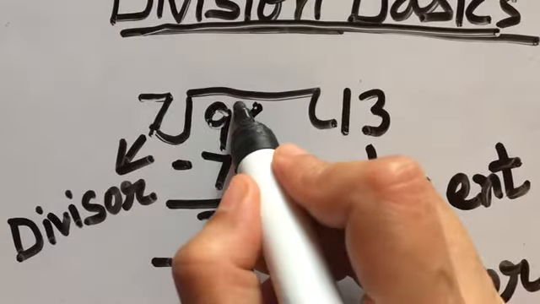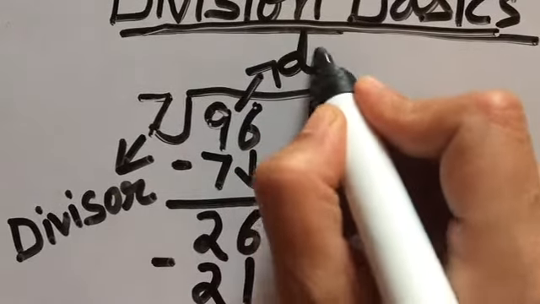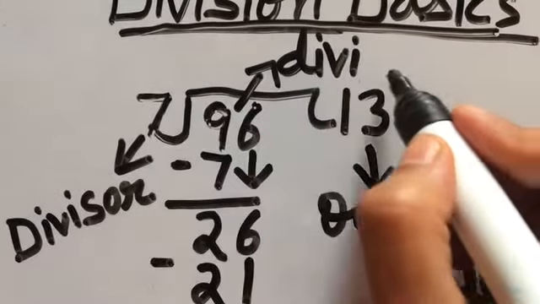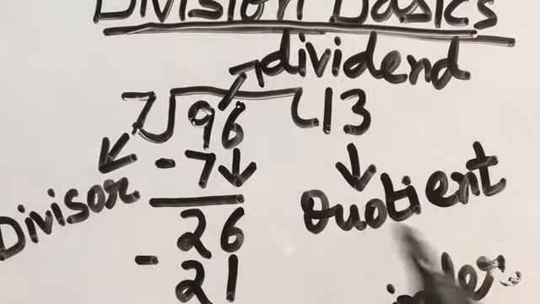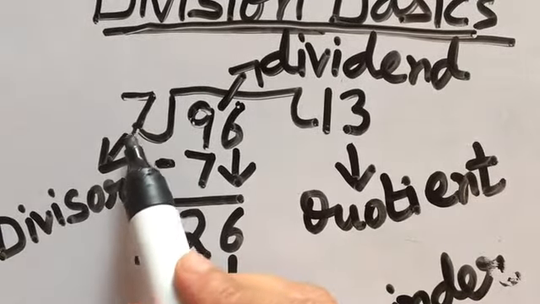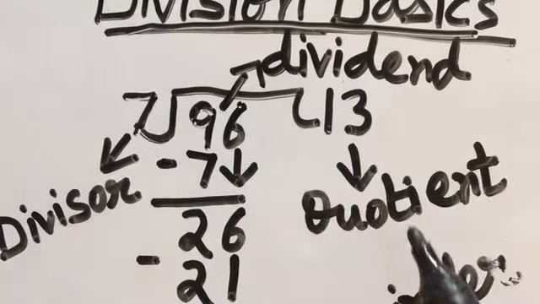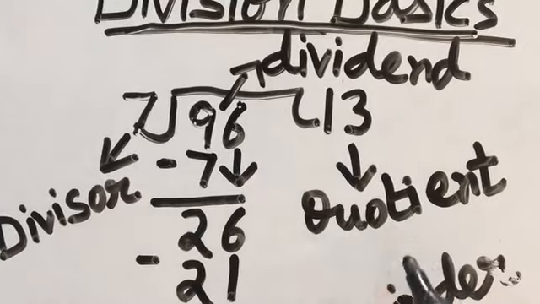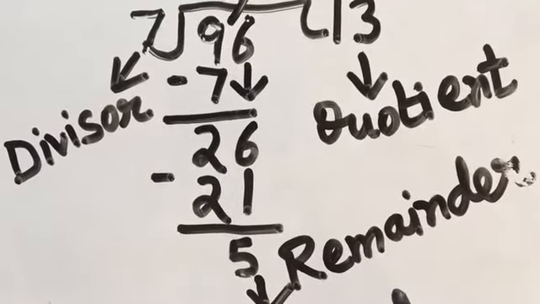And this 96 is called the dividend. D-I-V-I-D-E-N-D. So जो जिससे हम डिवाइड करते हैं, which is the divisor, जिसको डिवाइड करते हैं, it is the dividend, and the answer is the quotient, and the leftover नीचे is the remainder. These are the basics of division.